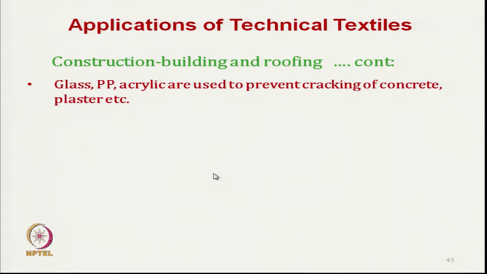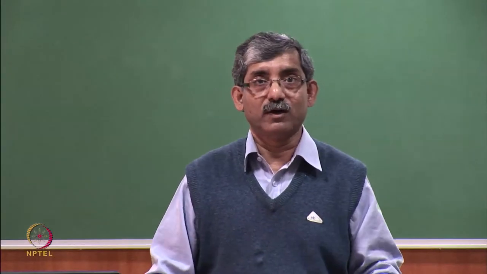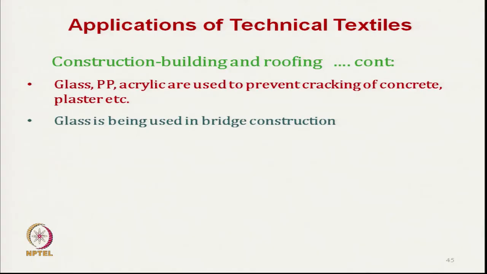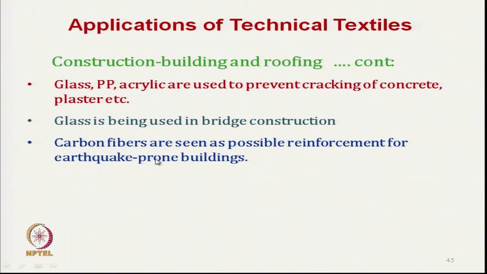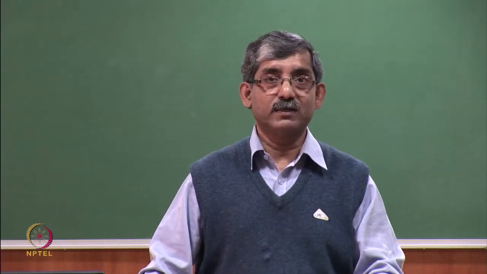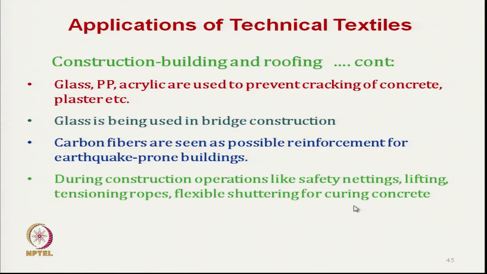Glass, polypropylene, acrylic are used for preventing cracks in concrete or plasters. So, fiber reinforced concretes are being used to prevent the cracks. Glass is being used for bridge construction. Carbon fibers are used for earthquake prone buildings due to their very high strength. It gives reinforcement with light weight. And during construction, we use technical textiles in the area of safety nets, lifting, tensioning ropes, flexible structures. So, for curing the concrete. So, these are the areas where technical textiles are used.